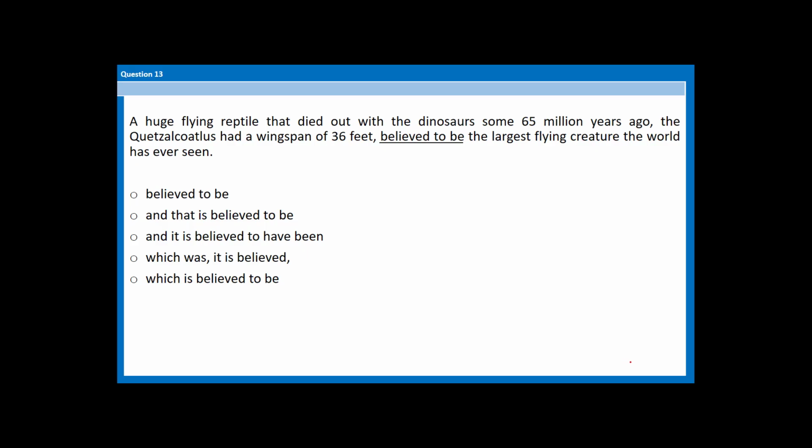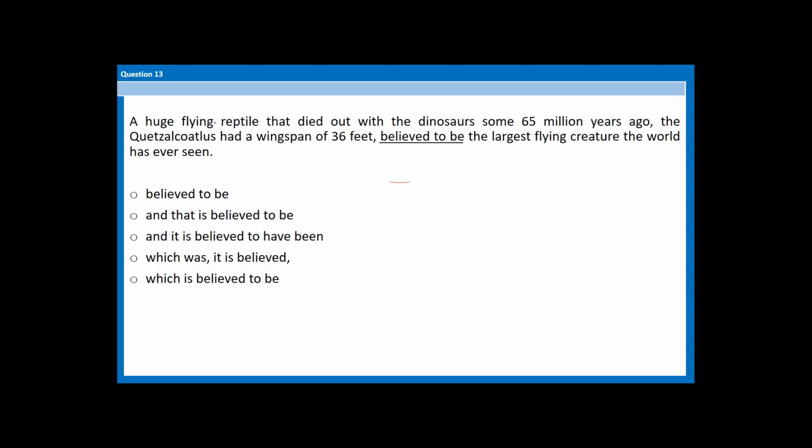Question number 13. Focus on finding the subject, the main verb, the modifiers, and subordinated constructions. This question begins with a noun phrase. A huge reptile that died out with the dinosaurs some 65 million years ago, comma, the Quetzalcoatlus had a wingspan of 36 feet, believed to be the largest flying creature the world has ever seen.